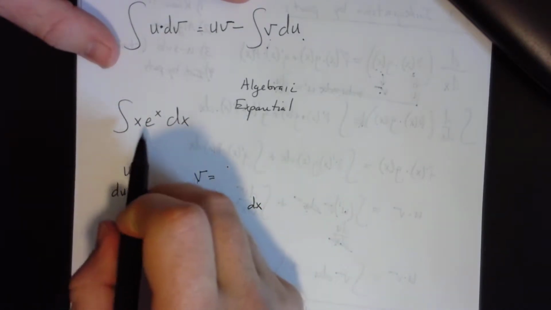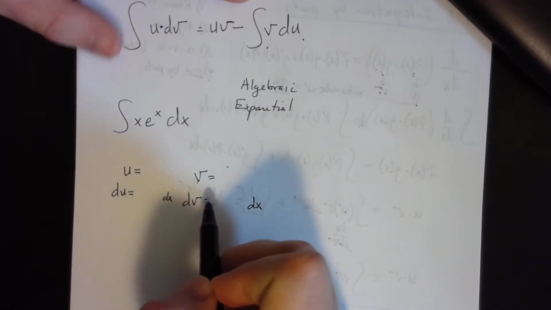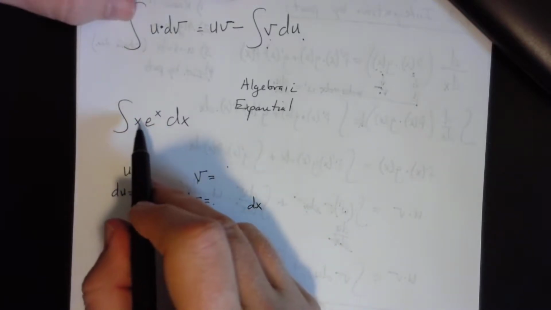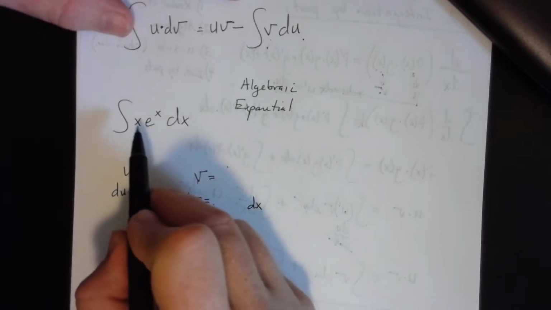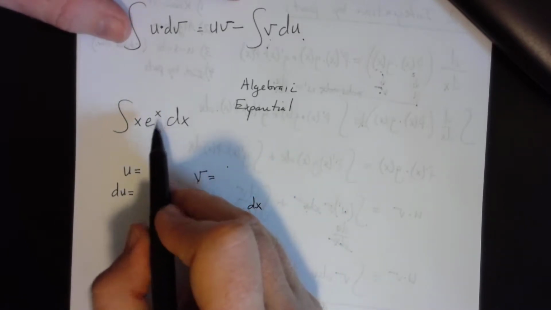That means that I'm going to have to pick which one I want to be u and which one I want to be dv. So you'll look at this and you'll think, well, I can pick either one because I know what the derivative of x is and I know what the derivative of e to the x is. The question then resolves to, do I know what the integral of x is? Do I know what the integral of e to the x is?